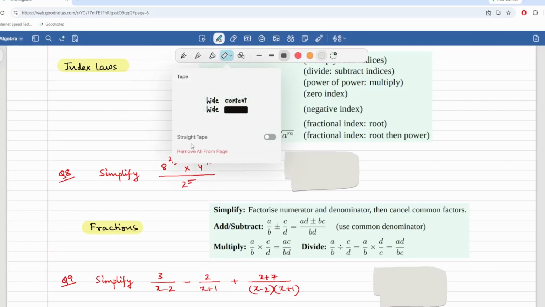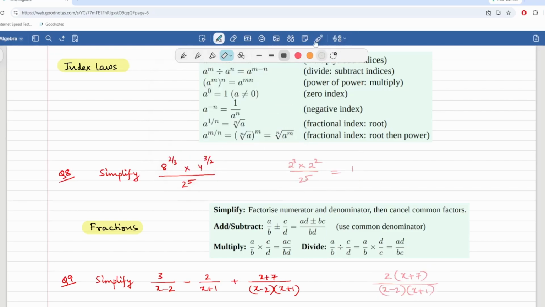I hope you are done with both of these problems. Let me reveal the answers. So for the first one, 8 to the power 2/3 is basically the cube root of 8 whole squared, so it is 2 squared. And 4 to the power 3 by 2 is the square root of 4 cubed, which is 2 cubed. So 2 cubed into 2 squared divided by 2 to the power 5, so it all cancels out and you get the answer as 1.